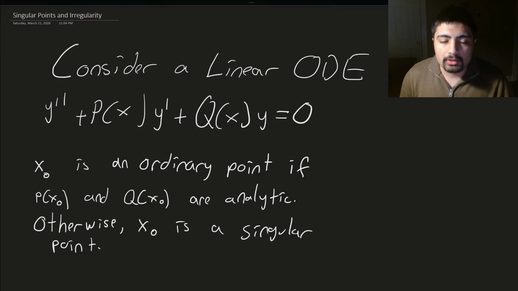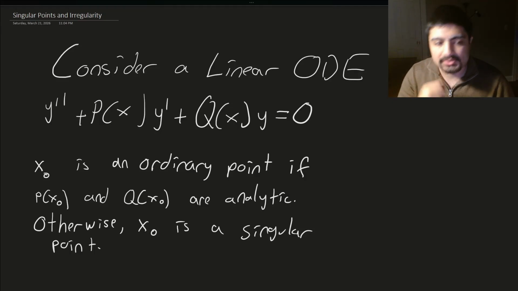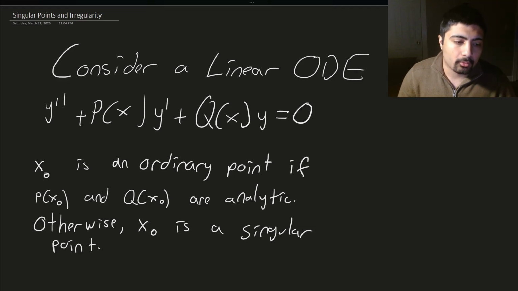To understand singular points, we should consider a linear ordinary differential equation, such as y double prime plus p(x) y prime plus q(x) y equals 0. It is important to put this in standard form because of the definition. Then we say that x sub 0 is an ordinary point if p(x0) and q(x0) are analytic. Otherwise, x0 is a singular point.